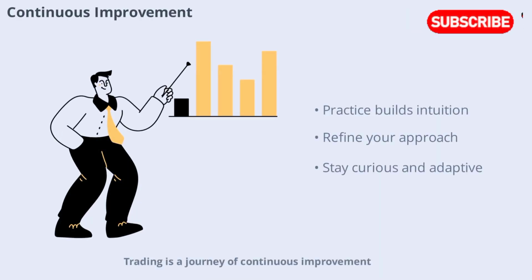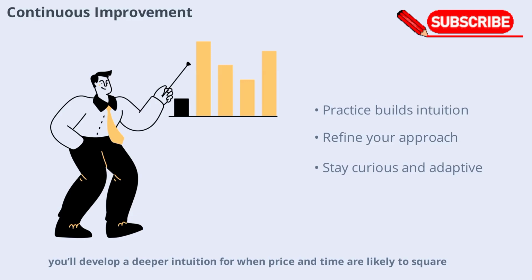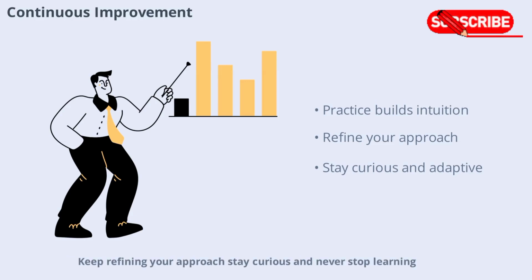Trading is a journey of continuous improvement. As you gain experience with the square of 9, you'll develop a deeper intuition for when price and time are likely to square. Keep refining your approach, stay curious, and never stop learning. The markets are always evolving, and so should your strategies.